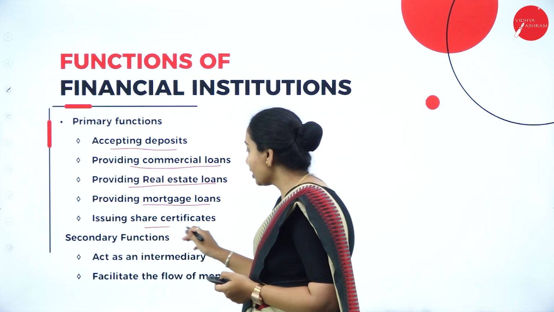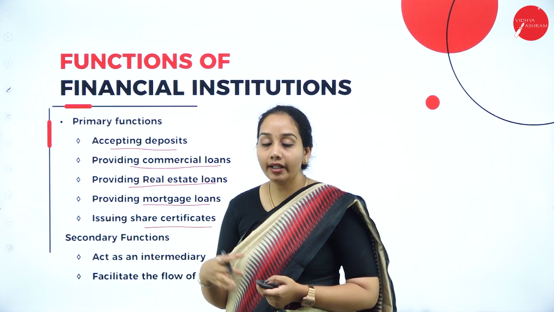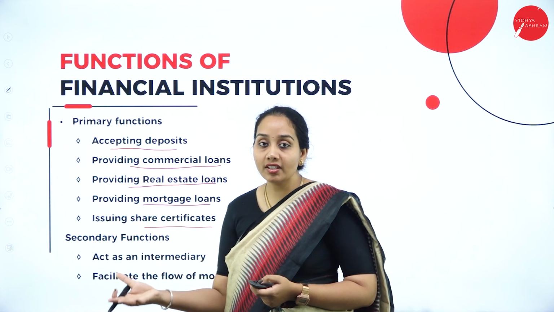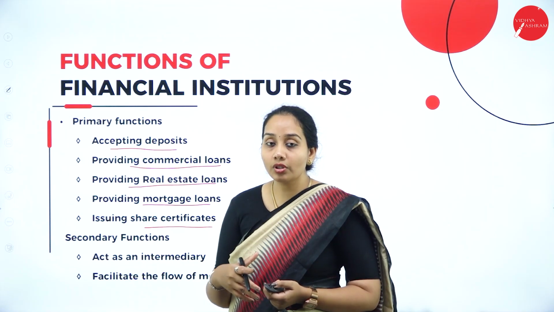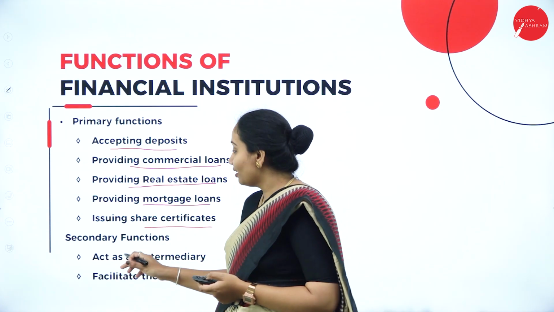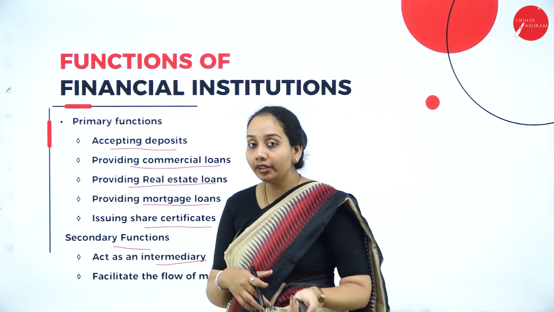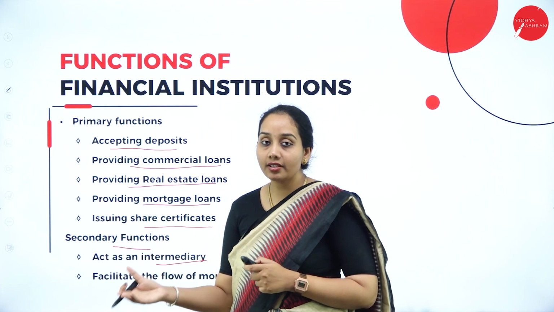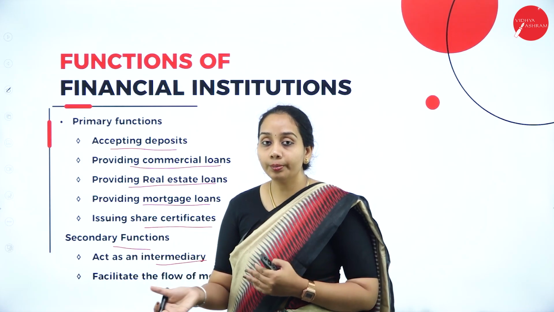Next is issuing share certificates. That means any FDs or RDs that you have opened or any saving schemes that you have opened, they give you the investment certificates as account holders. So these are the important primary functions. Next is the secondary function. They act as an intermediary between the investors, that is account holders, as well as the borrowers. They act like an intermediary between those two persons.